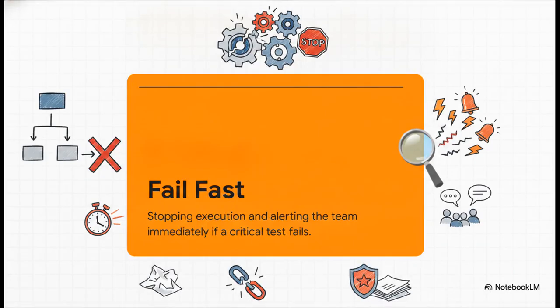And then we have fail fast. This isn't just some trendy buzzword. It's a vital pacing mechanism. Failing fast means if a critical test bombs, you stop execution entirely and alert the dev team immediately. You do not waste hours on a fundamentally broken build. It definitely takes discipline, but it is your ultimate time saver.